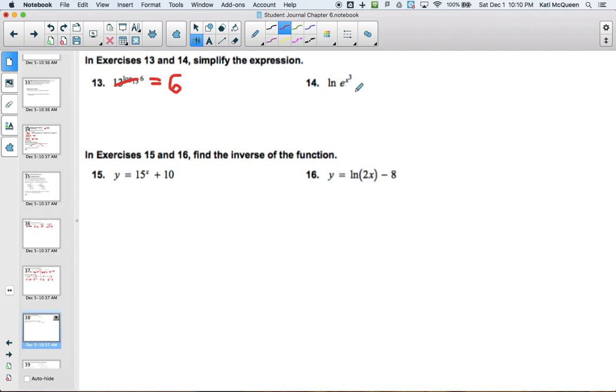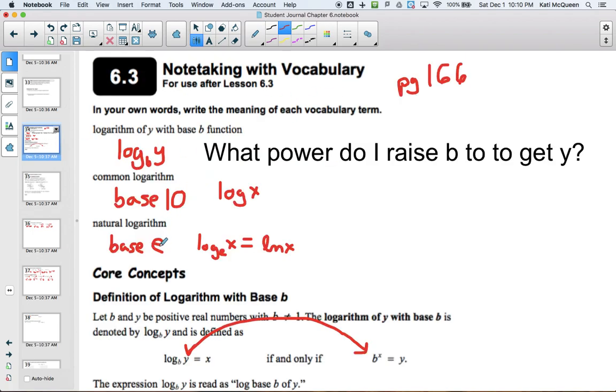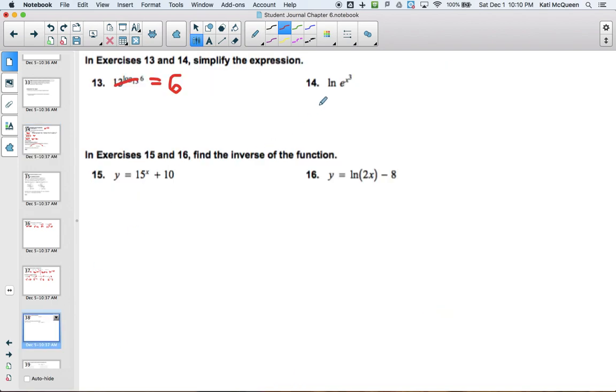Okay? Something that's similar to that then in number 14 here. So this is the natural log. So we talked about this way back here. So that must mean I have a base of e. So this is saying e to what power equals whatever I'm taking the log of, e to the x to the third? Well, if these both have a base of e, this exponent has to match this exponent. So this is just equal to x to the third. So another way to think about it is as long as these match, this stuff all cancels, and I'm just left with x to the third.